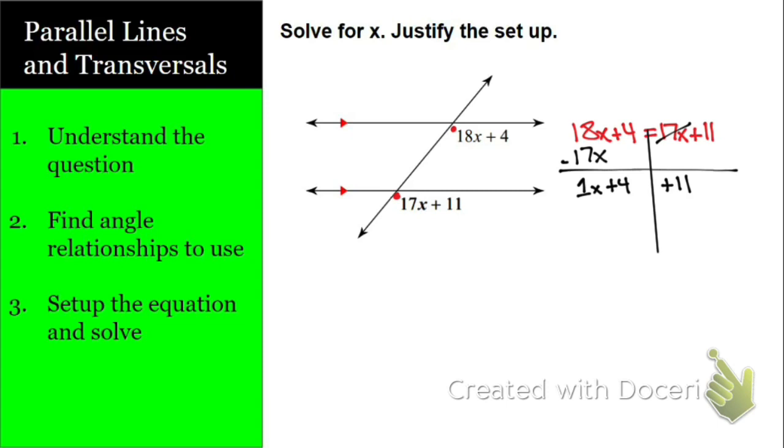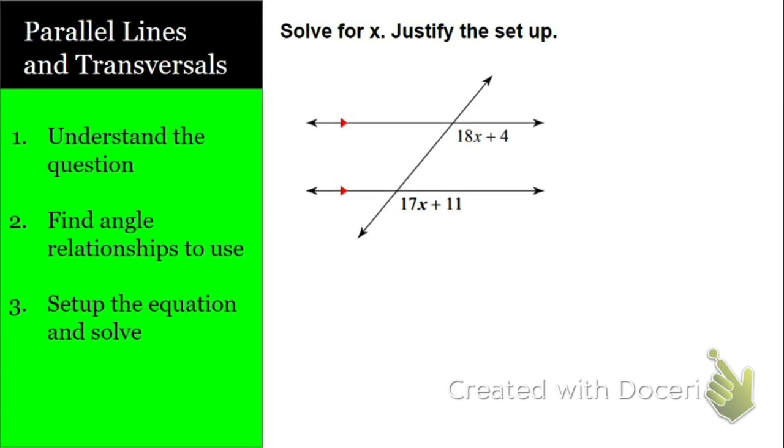Now we're going to solve it. We're going to move the positive 4 to the back side, and it becomes its opposite, which is a negative 4. I can mark that out and bring 1x down. Then we have positive 11 minus 4, which gives me 7. Then I divide by 1, and we find x is equal to 7. So the value for x in this one is 7.